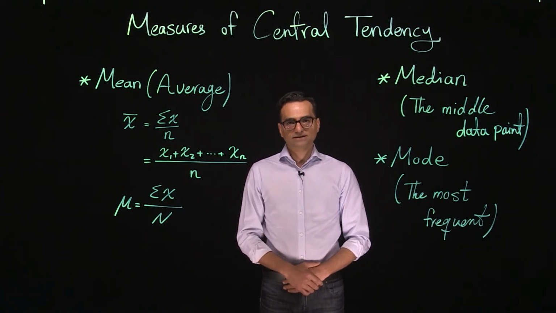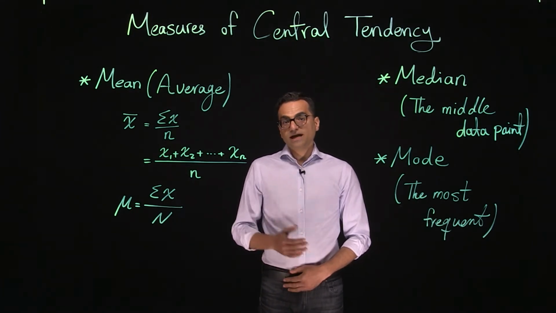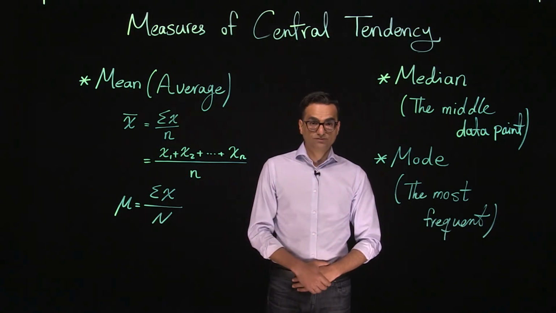All right, so the last one is mode, or the most repeated or the most frequent data point in a data set. It is very much possible for a data set not to have a mode. That is, if every data point has frequency 1 or no data point is repeated.